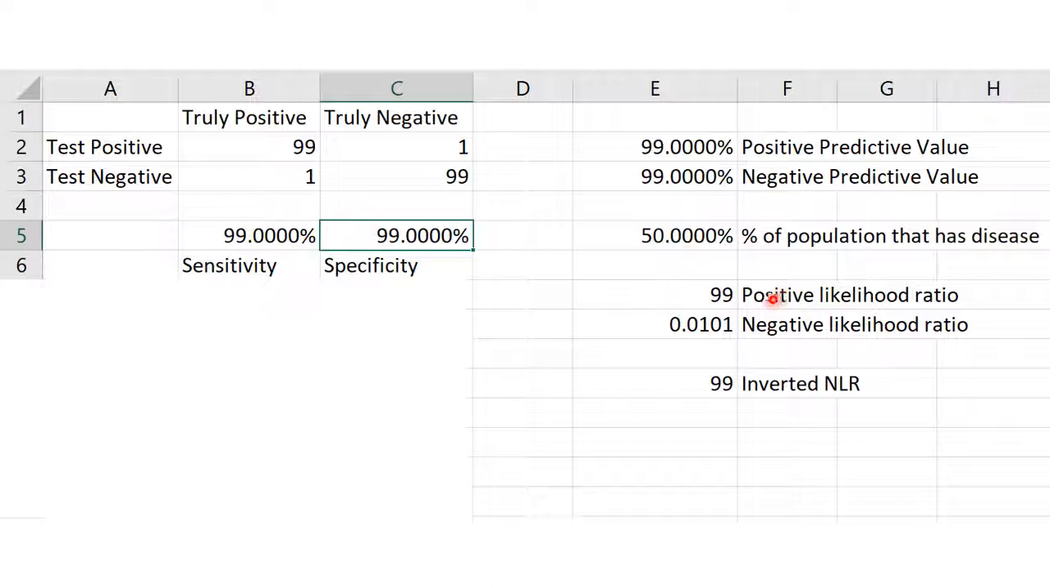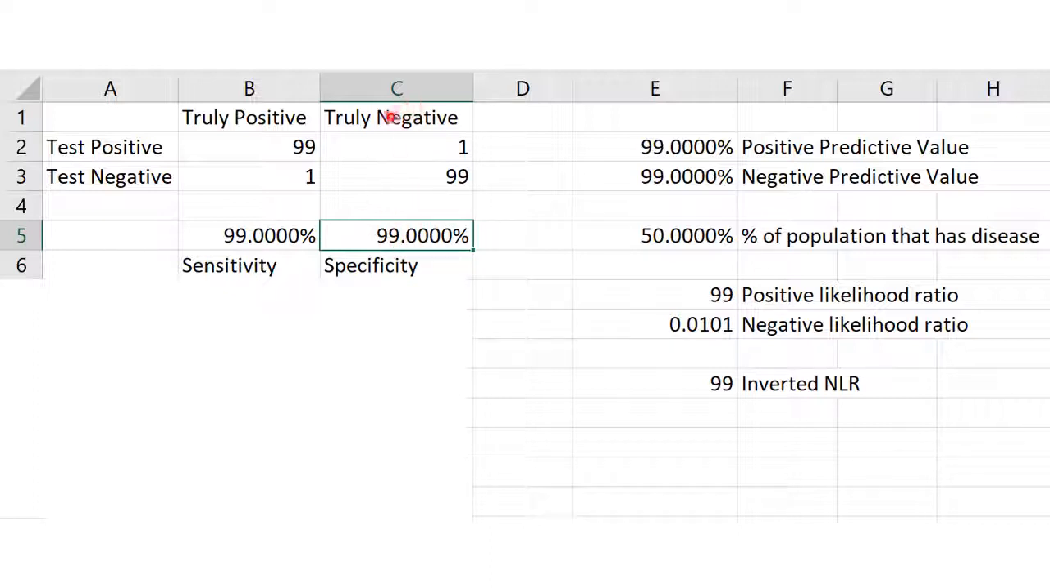But first, what it actually is: what is the chance that if you really have the disease, you got a positive test? So in this case, 99 out of 100, that's basically just our sensitivity, divided by what is the chance that if you really do not have the disease, you got a positive test. And so that's kind of the opposite of specificity.